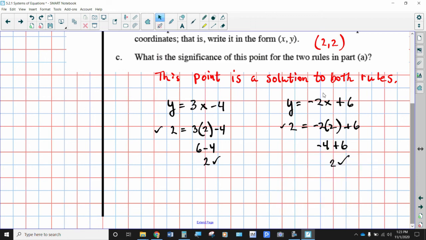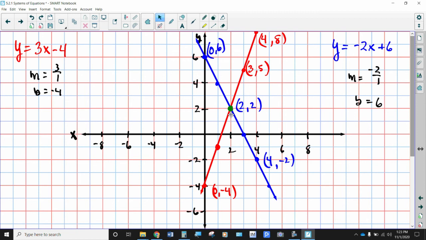So this proves that (2, 2) is in fact a solution to both equations, or both rules. So it has to be a point that is on both lines. And the only way it can be on both lines is if it is the intersection point. So what we are learning from this situation is, when you've got two rules for two situations where the x and the y represent the exact same thing for both situations, the intersection point on the graph tells you some very important information.